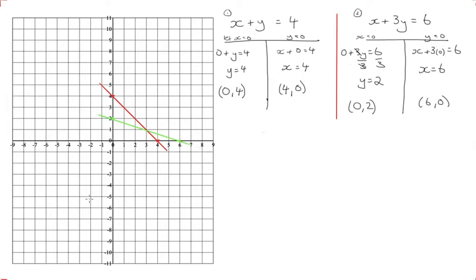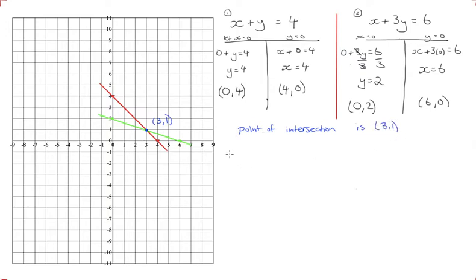Okay, now that we have our two lines drawn, we can see on the graph where the two lines cross, where they intersect. They intersect here. I'm going to leave a little blue dot. So they intersect here, don't they? The coordinates for that: it's above 3 on the x-axis and level with 1 on the y-axis. So the coordinates are (3, 1). So the point of intersection is (3, 1).